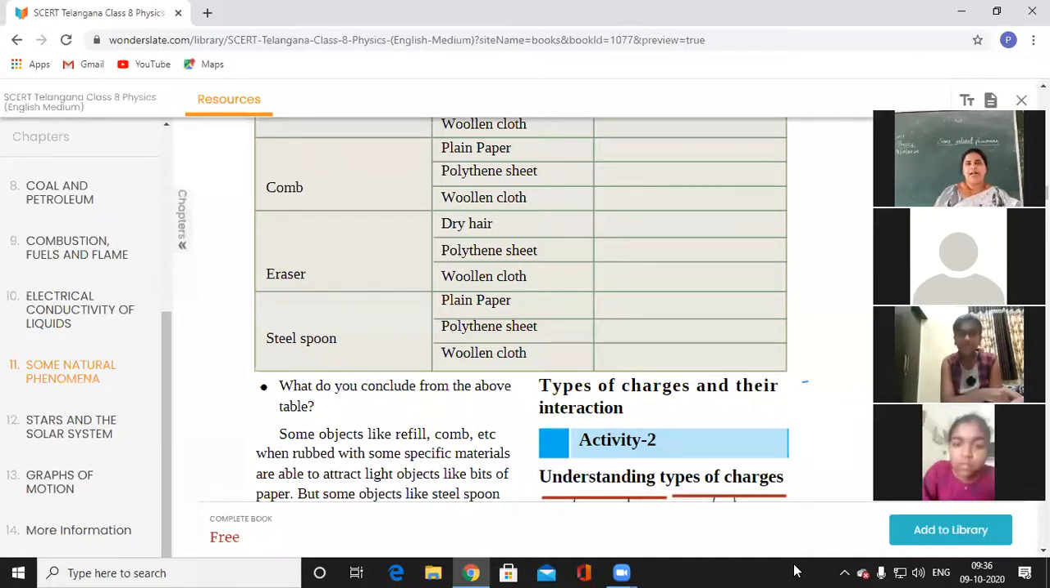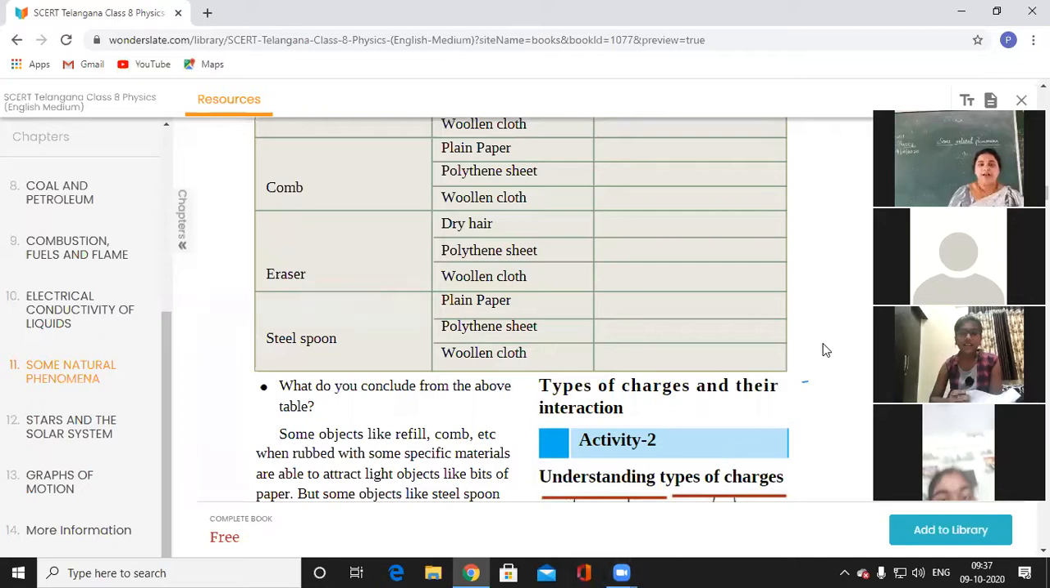Again, after that, you take a polythene sheet. Rub the steel spoon, bring the steel spoon near the bits of paper. Does it attract? No. The next one is woolen cloth. Bring woolen cloth, rub the steel spoon with the woolen cloth, and after that, bring the steel spoon near the bits of paper. What do you observe? It does not attract the bits of paper.